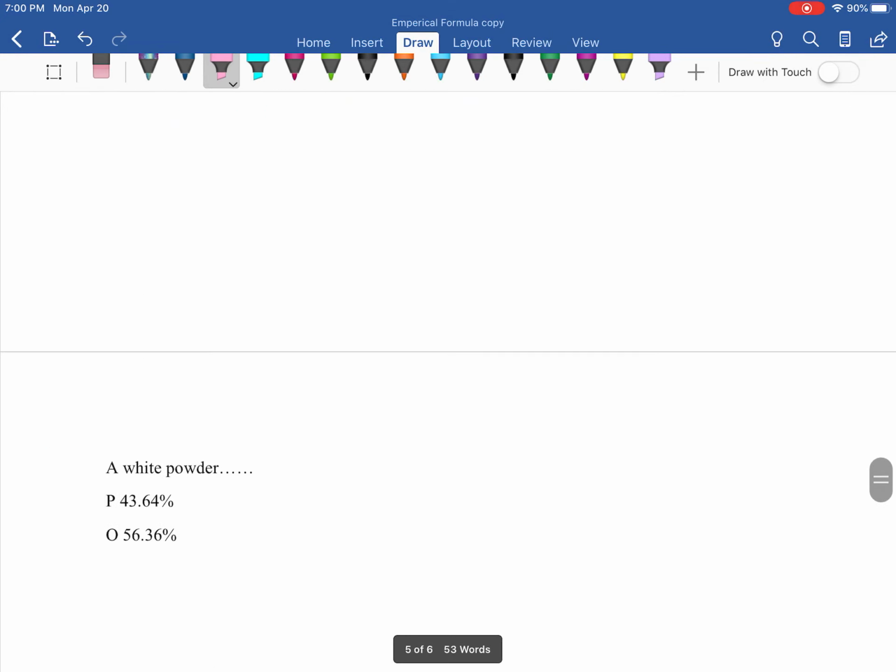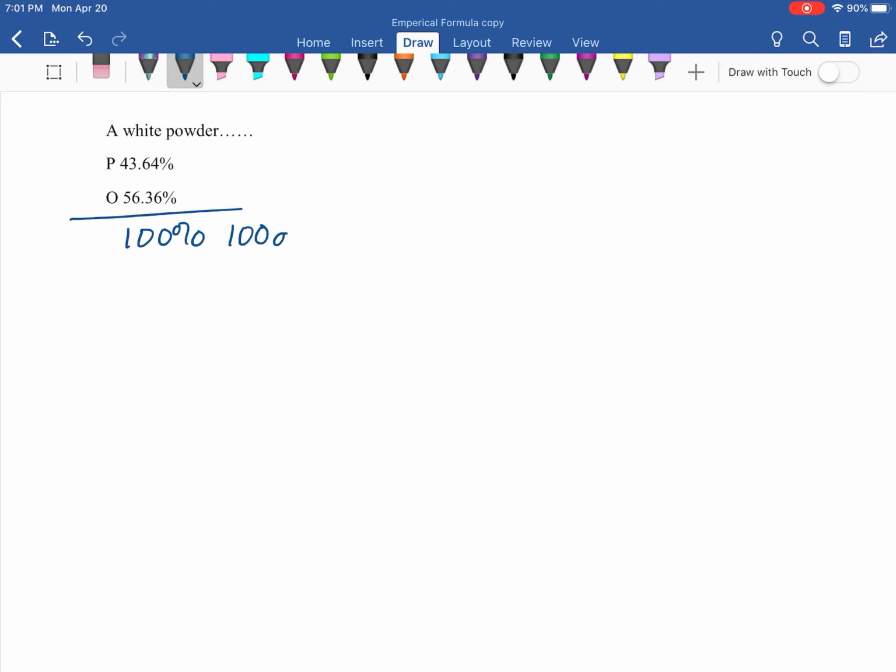Okay, let's do one more example. And now this is going to have some sassy rounding. So let's go through our process. I'm going to speed it up just a little bit. I'm going to hope that's 100%. Call that 100 grams. So we're going to have 43.64 grams of phosphorus, 56.36 grams of oxygen. So let's pause for a second and grab your periodic table.